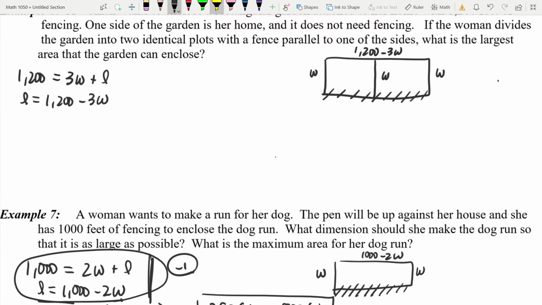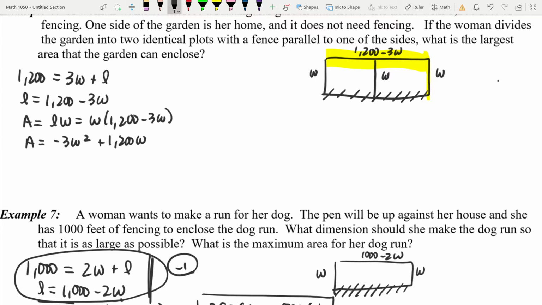Okay, so now she wants the area of the whole garden, so it would be that times that. So now I'm going to go area equals length times width, which is W times 1,200 minus 3W. Distribute and reorder it. I'm doing it in one step. That's negative 3W squared plus 1,200W. I like it in the other order so I don't get my A's and my B's mixed up.